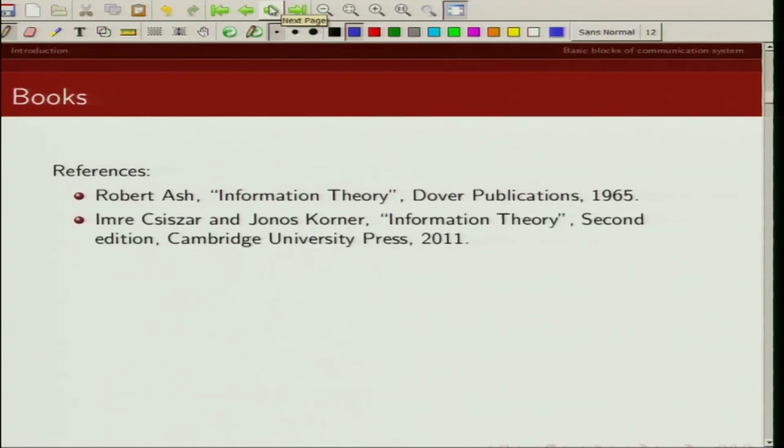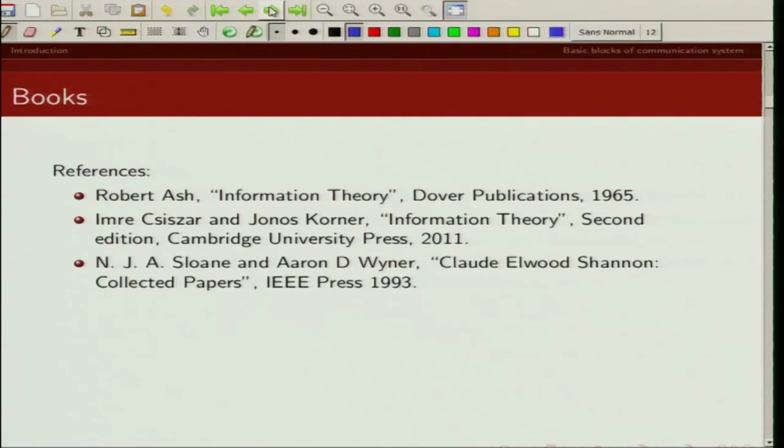Another classic book on information theory is by Professor Csiszar and Korner, called Information Theory, published by Cambridge University Press. I strongly suggest you read the Collected Papers of Shannon. It's a very nice collection of papers by Claude Elwood Shannon, the father of information theory. This is edited by Sloane and Wyner. A very nice collection of papers by Claude Shannon.